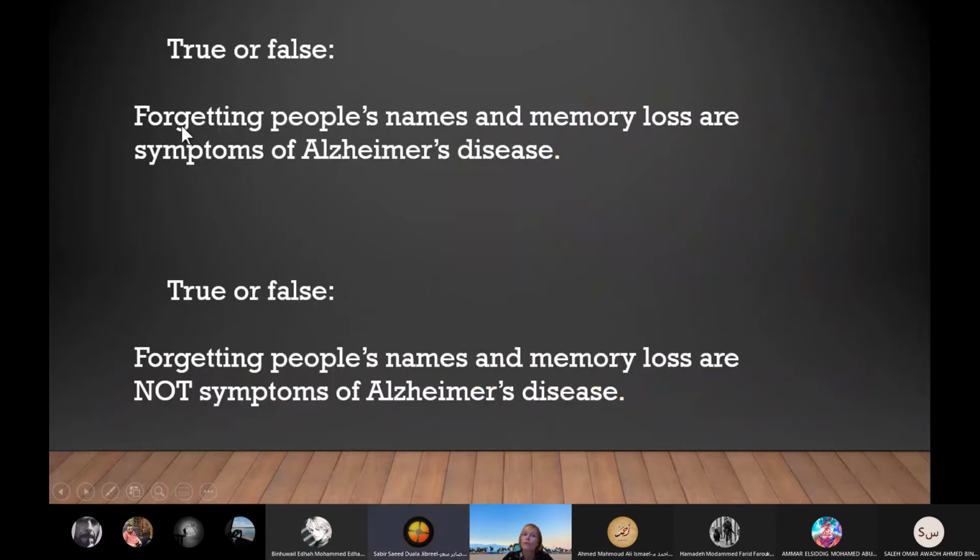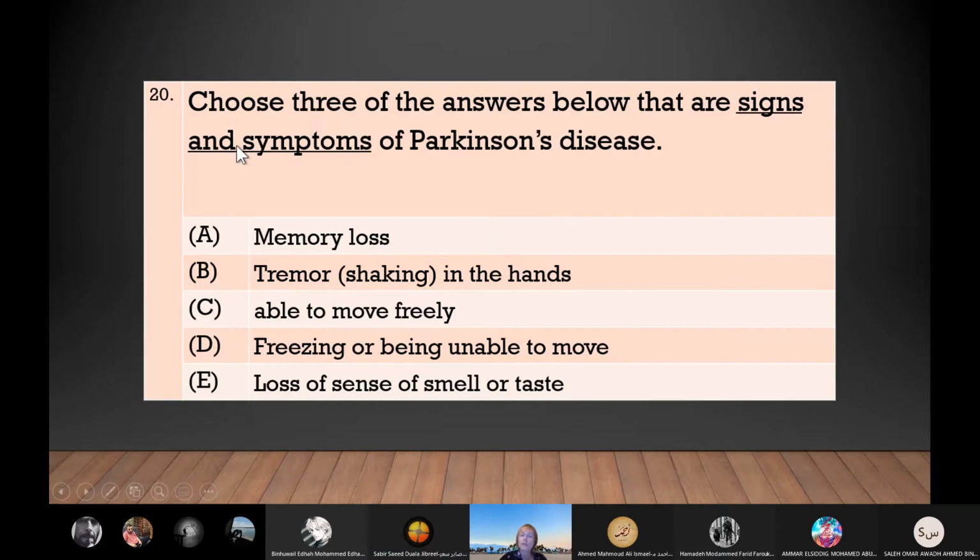Yeah. Okay, so true or false? Forgetting people's names and memory loss are symptoms of Alzheimer's disease. Is that true? It is true. Sorry, I think I was trying to decide which way I would write that question. So yeah, just make sure that when you're reading the question that you're looking for those 'not' parts of the sentence, because maybe they will make your answer the opposite to what you thought it would be.